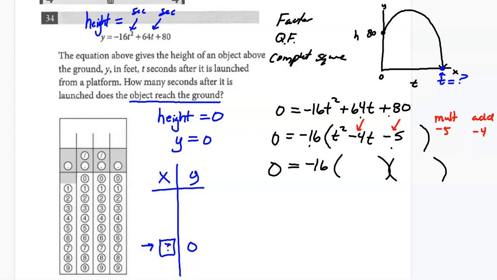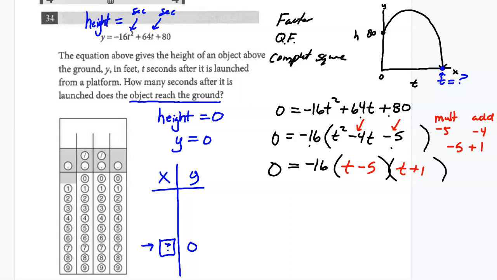That's kind of how the game is played. And the two numbers that do that, I think, would be negative 5 and positive 1. They multiply to negative 5 and add to make negative 4. So I do t minus 5, t plus 1.